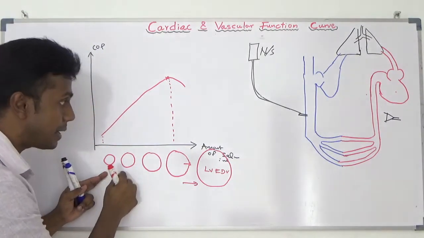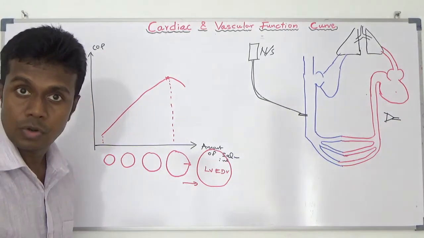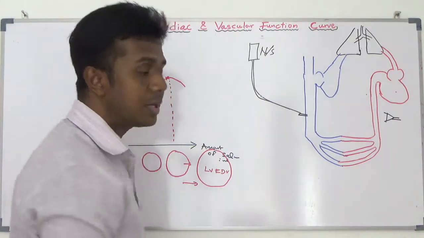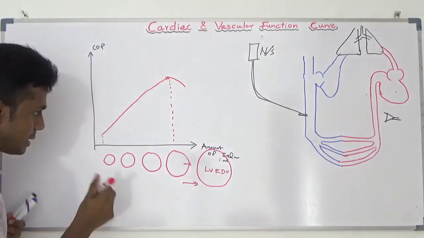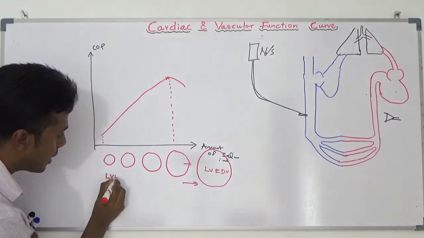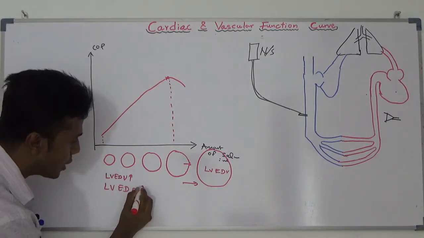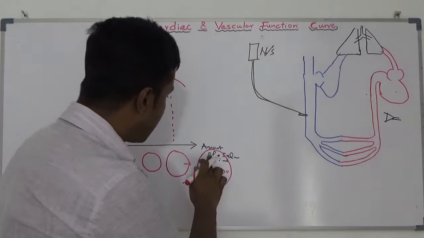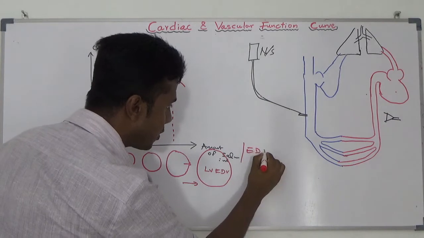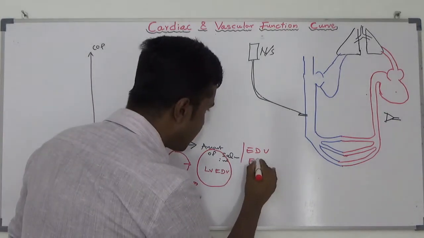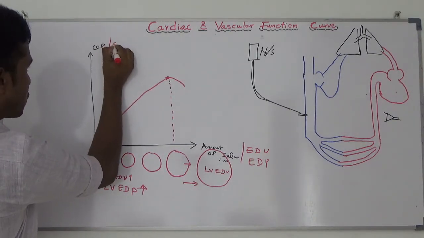Here we stretch a little bit by giving a little amount of saline. Here we stretch much more by giving more normal saline. Here we stretch the heart too much by giving normal saline. When you increase the volume, not only does left ventricular end diastolic volume increase, left ventricular end diastolic pressure also gradually increases. For the amount of saline, you can write here end diastolic volume or end diastolic pressure. Here cardiac output, or you can write stroke volume.